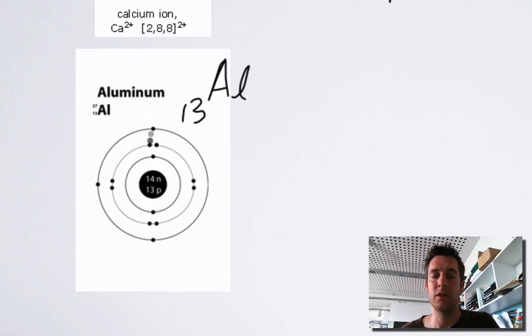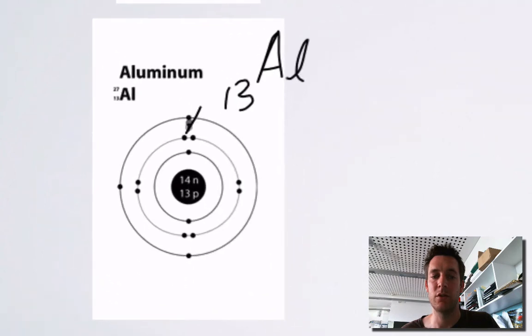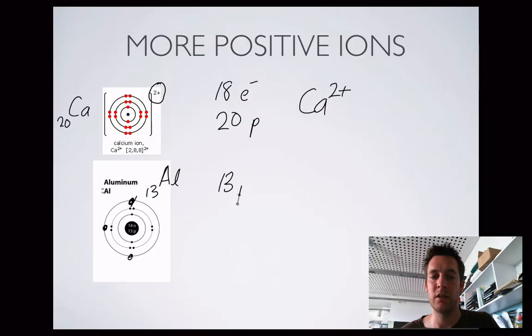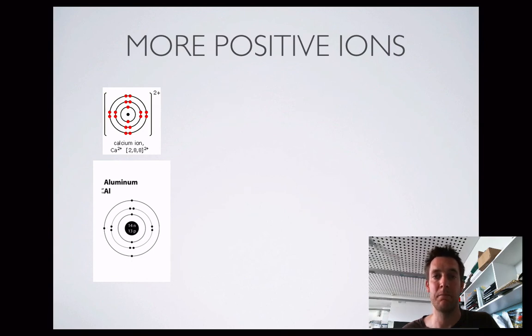Now remember, we're trying to get a full shell, so aluminium could lose this electron here, this electron here, this electron here, in which case it would only have 10 electrons. But remember, it's got 13 protons. So if we go down to 10 electrons, right, we've now got 3 more positives than we have negatives. Al, positive, because it's lost electrons, 3+ now. Okay, so that's how we write the symbols for the ions and show how their charges have come about as a result of how many electrons they've lost or gained.